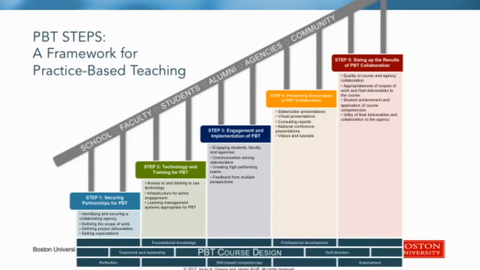So once you have all of that in place, then you can actually engage with your partners and with your stakeholders and implement practice-based teaching. And again, communication is key. This requires 360 reviews. This requires agency feedback, both to the faculty on how it's going and to the students on the utility of the products that they're producing throughout the semester.